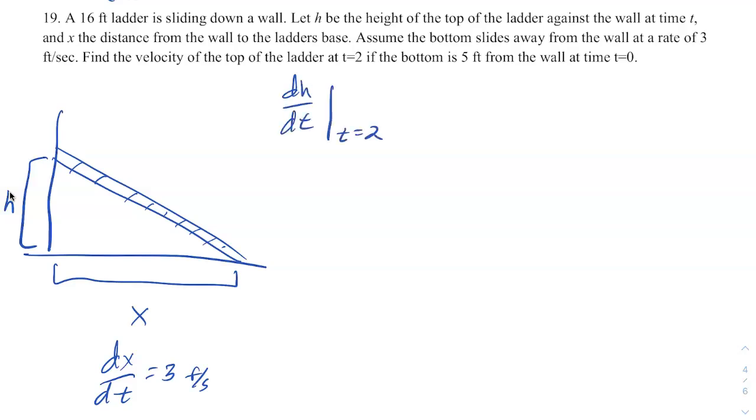Time equals 2, given the bottom is 5 feet from the wall at time equals 0. We're going to actually use that later, but that's just the general idea. So we have all this. Right, we have dh/dt and dx/dt.